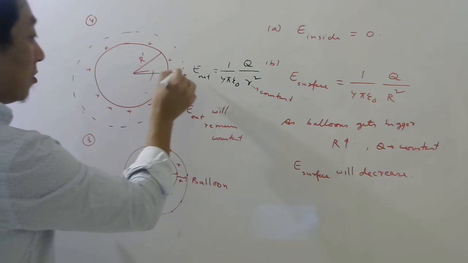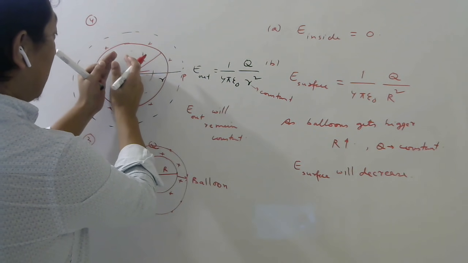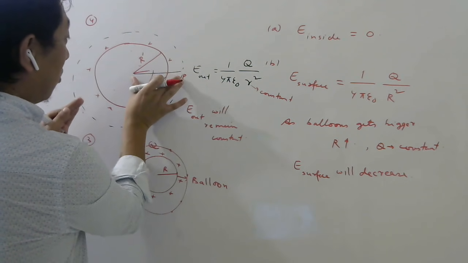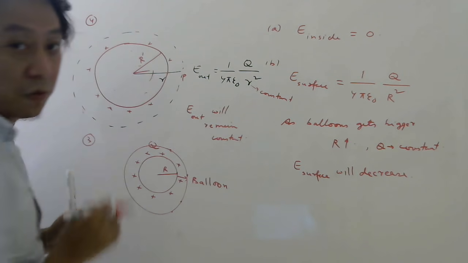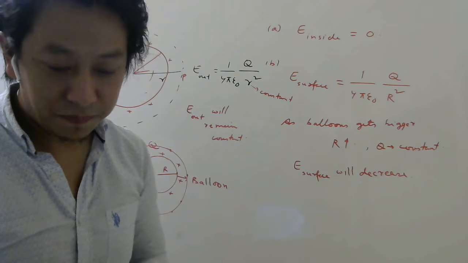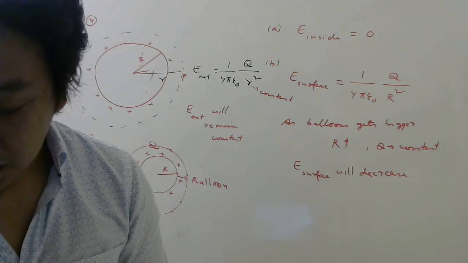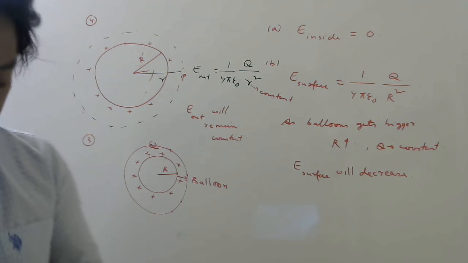But if you are outside, and the balloon is getting bigger and bigger, this small r will remain constant, because from the center to that point we want, so that will remain constant. Okay, very good. Let us see now question number 4.